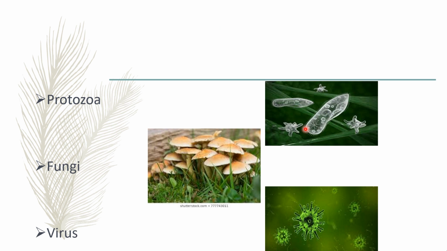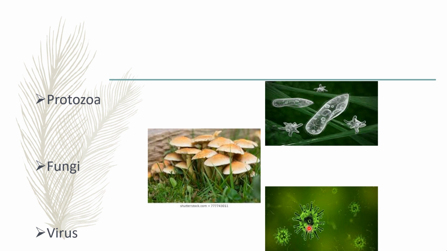Protozoa. Protozoa are tiny and irregular shaped. They are very small and their shape is not the same. They can change their shape. They cause diseases like malaria and dysentery. Third one is fungi. Fungi grow on dead and decaying matter. They cause diseases like ringworm and athlete's foot.